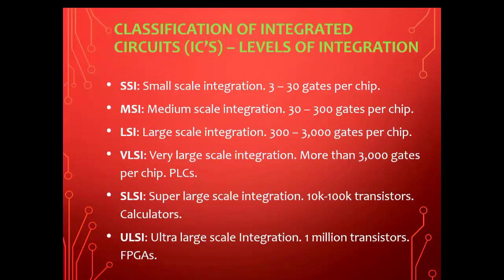Large scale integration has 300 to 3,000 gates per chip. When I was in college, I was doing my engineering, this was a huge thing, VLSI, very large scale integration, so we were roughly talking about 3,000 gates per chip. And then super large scale integration, 10 to 100,000 transistors. Those are still used in calculators today. And then the ultra large scale integration, we're talking about 1 million transistors.